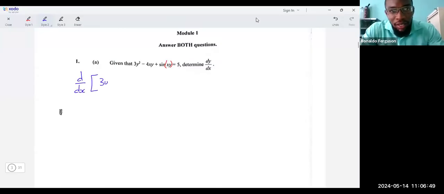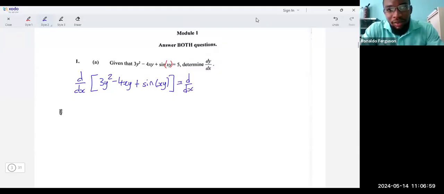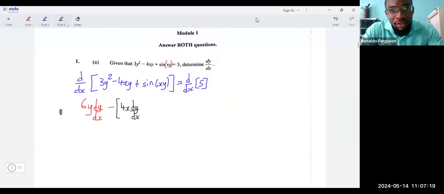Differentiate 3y squared minus 4xy plus sine xy equal to 5. Differentiate the left side with respect to x. Differentiate the right side with respect to x. Differentiating 3y squared, carry down the power, subtract 1 from the power, multiply by dy dx. Minus, right here now we're going to use product rule. Using product rule, keep the first, multiplied by the derivative of the second, plus keep the second, y, times the derivative of the first, and the derivative of 4x is 4.